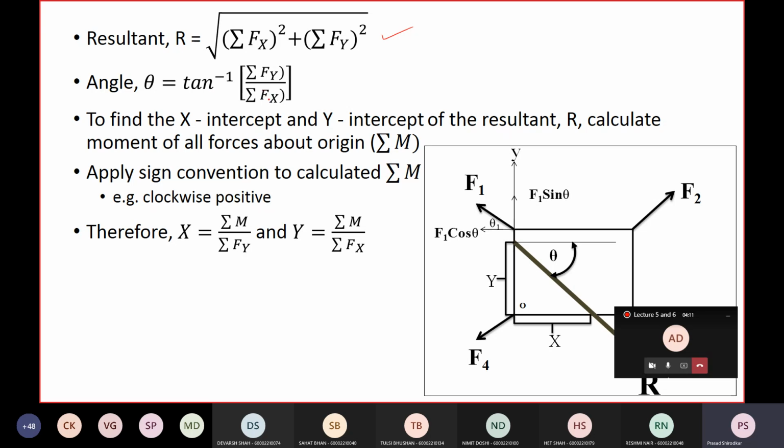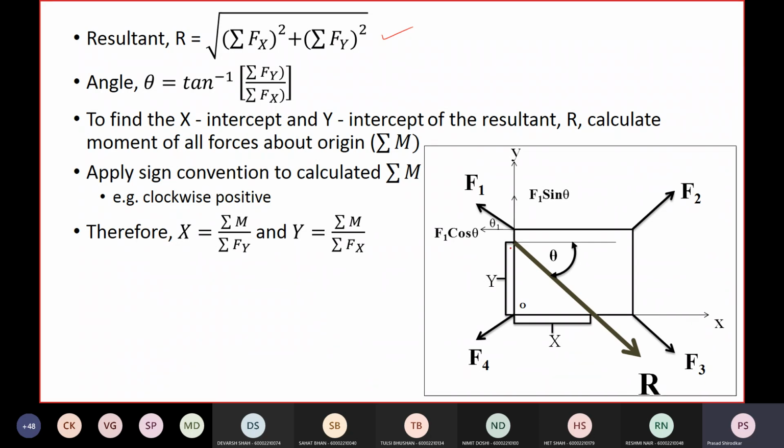In questions, you will also be required to find the x-intercept and y-intercept. For example, the resultant is somewhat like this as shown in the figure. It will cut the x-axis and y-axis at two points. So you have to find the x-intercept and y-intercept of the resultant force. The x-intercept is given as summation M divided by summation Fy, and the y-intercept is given as summation M divided by summation Fx.